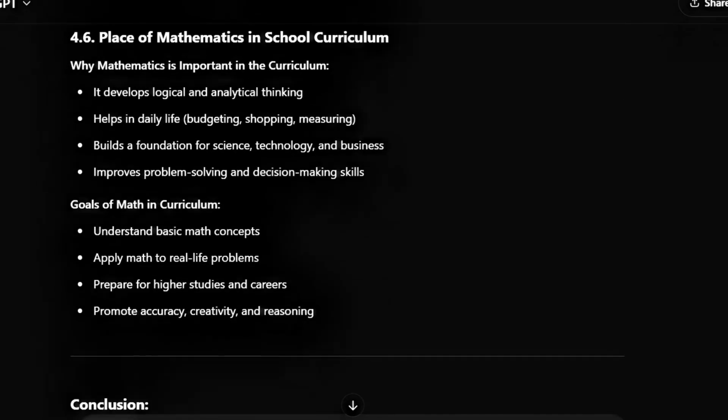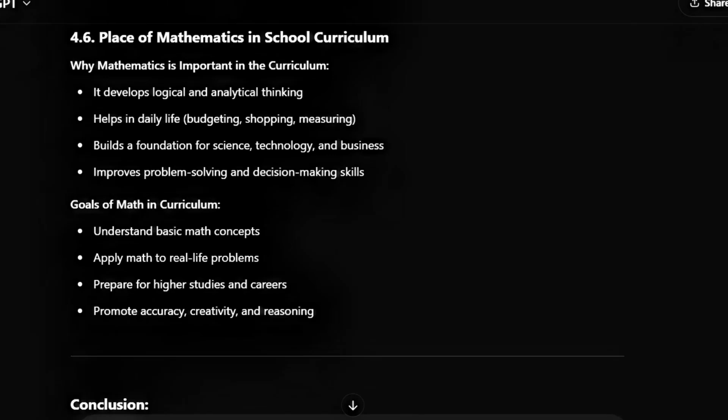4.6 Place of mathematics in school curriculum. Why mathematics is important in the curriculum. It develops logical and analytical thinking, helps in daily life, budgeting, shopping, measuring, builds a foundation for science, technology, and business, improves problem-solving and decision-making skills.